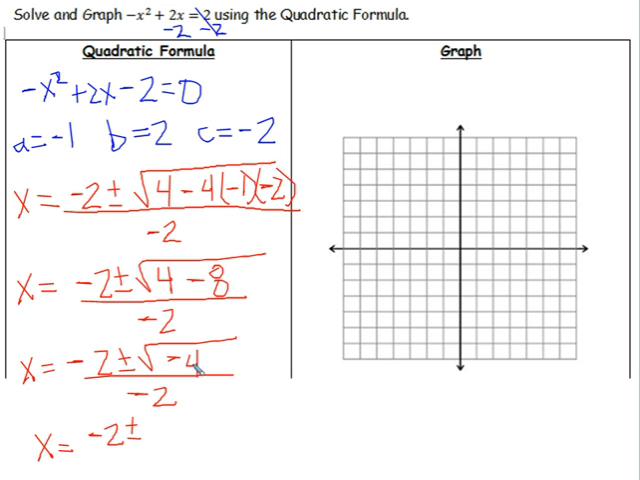The square root of 4 is 2, but since it's negative and we can't have a square root of a negative number, we need the imaginary i. So we can simplify a negative square root. We've already talked about that, and we're going to do it again in this lesson. And everything is still divided by negative 2.